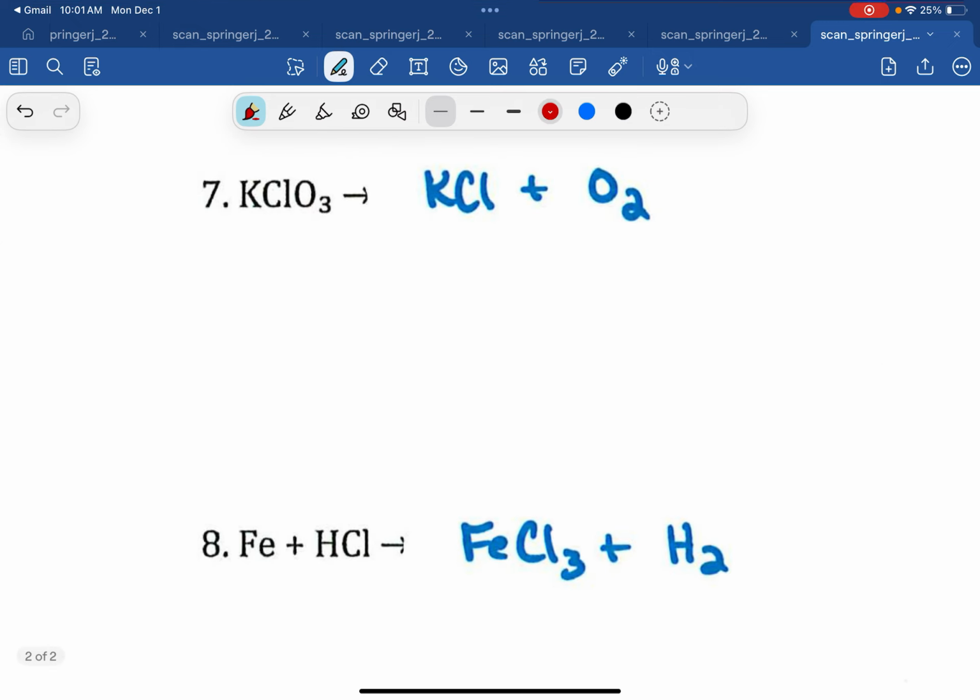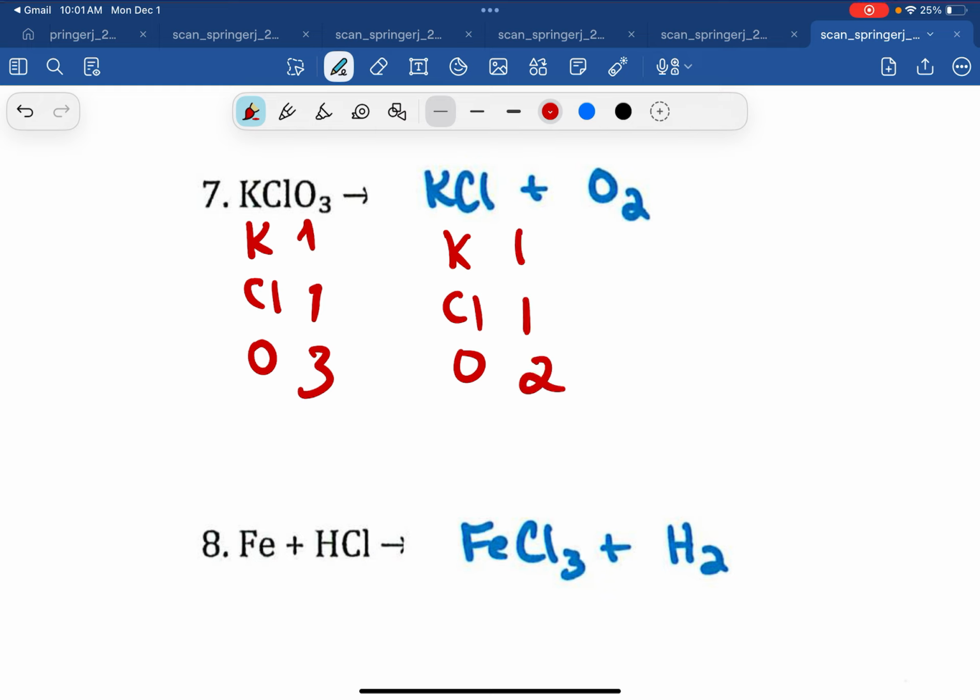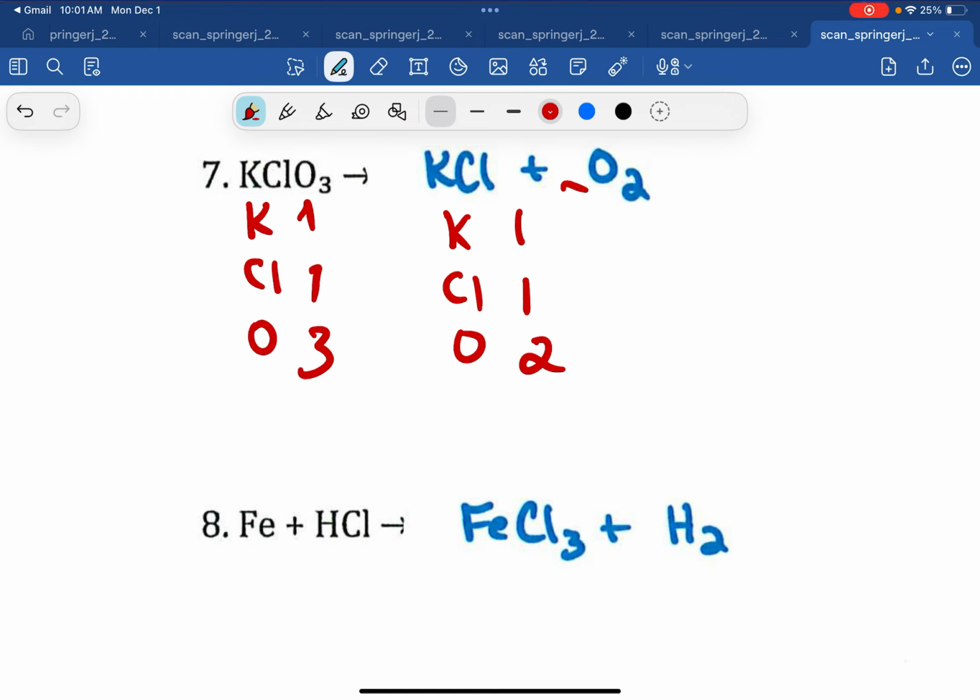All right, here we go. We got K, we got Cl, we got O, we got K, we got Cl, we got O. 1, 1, 3, 1, 1, 2. 2 and 3. There's no whole number I can put here to turn this 2 into a 3.